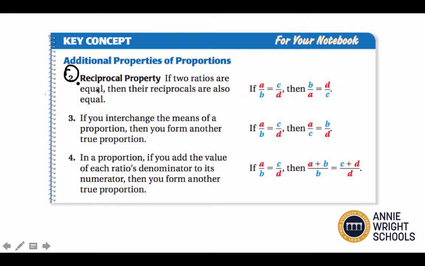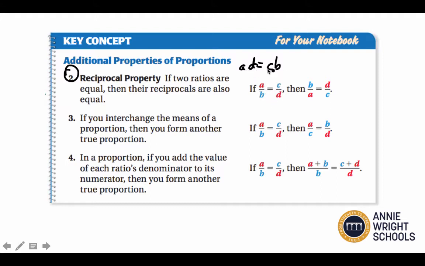This one I use a lot. It's pretty helpful. You can interchange the numerator with the denominator here, and that's not one that I've used a lot, but it makes sense algebraically to me. Especially if you were to multiply this by BD, you would get AD equals CB, and then you could divide both sides by DC.